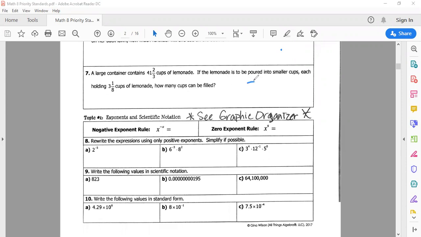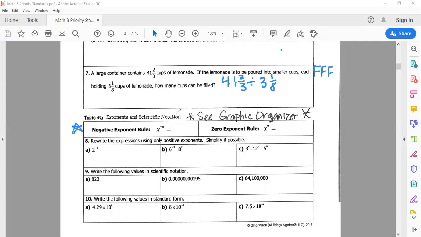So we know now it's a division problem. That's like number 4 at the top of the page. But let's write down how to set it up, because if you set it up incorrectly, then naturally your answer is going to be wrong. So we're going to have 41 2/3 divided by 3 1/8. Remember, you would do fraction form first, and then you would multiply by the reciprocal on that one.